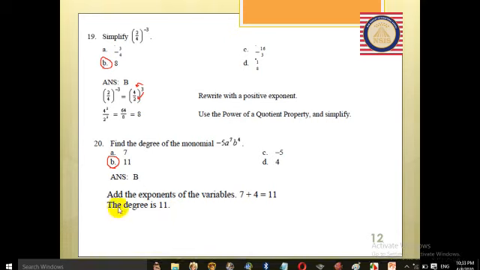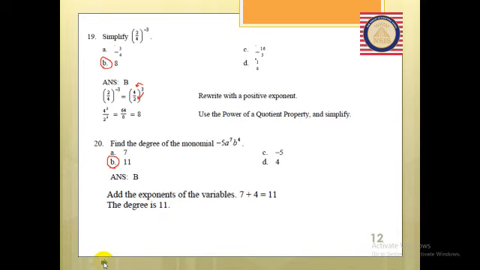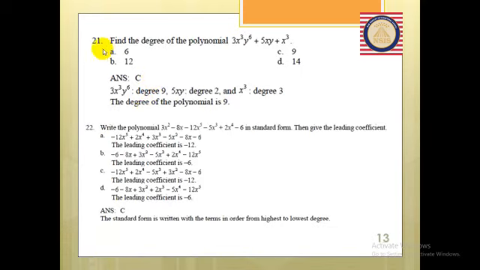Okay, let's complete. Here, number 21, find the degree of the polynomial. Look here, it's a polynomial, it's not a monomial. So what I'm going to do with this? I'm going to get the degree of each term. This is a term, and this is the second term, and this is the third term. The first term here, 3x power 3 y power 6. Plus, 3 plus 6 is 9. So this term is 9th degree.